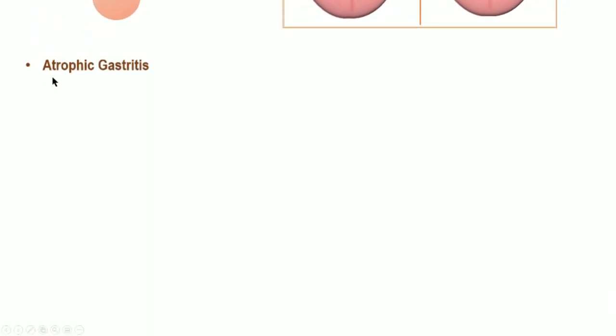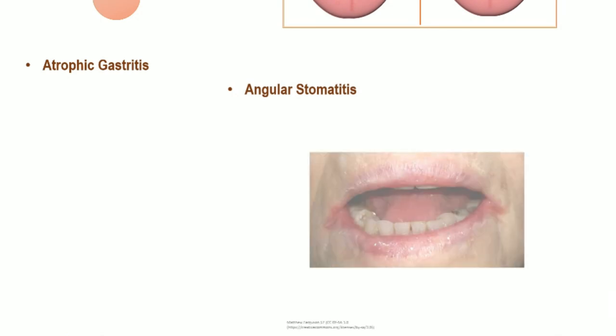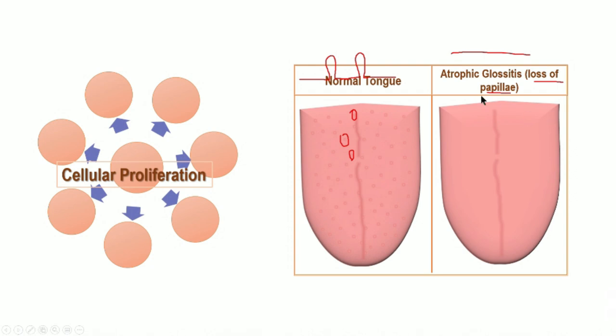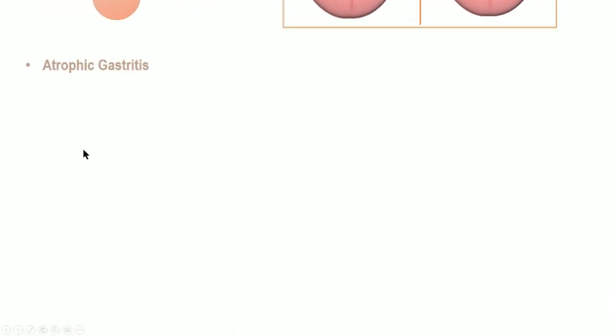Another problem is something called atrophic gastritis. Similar to atrophic glossitis, there would be atrophy of the epithelial lining of the stomach, along with inflammation. This is called atrophic gastritis. Along with that, there would be inflammation of the angles of the mouth. We call this condition angular stomatitis. So in iron deficiency anemia, there would be atrophic glossitis, there could be atrophic gastritis, and there could be angular stomatitis.